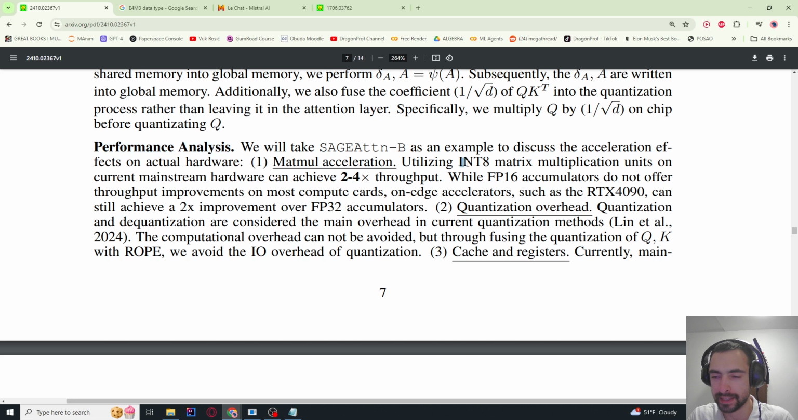If you're using int8 matrix multiplication, current mainstream hardware can achieve 2 to 4x throughput. Then FP16 on edge accelerators such as RTX 4090 can still achieve a 2x improvement over FP32 accumulators. Then also there is quantization overhead. So converting, quantizing and dequantizing, this is a decent overhead. But if they combine it with RoPE, then they can avoid the input-output overhead of quantization. But they still need to calculate it, they can just avoid writing it into memory.